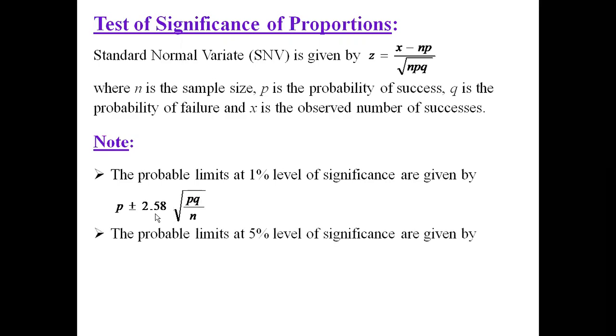Secondly, the probable limits at 5% level of significance are given by P plus or minus 1.96 into square root of PQ by N. So this is 95% confidence limits, or at the 5% level of significance. It is 1.96 because we are talking about 95% confidence limits. So these are some of the formulae that we need to know to do problems on test of significance of proportions.